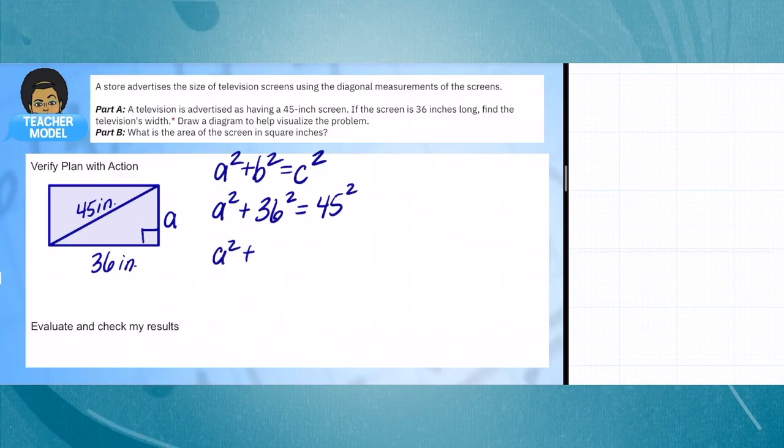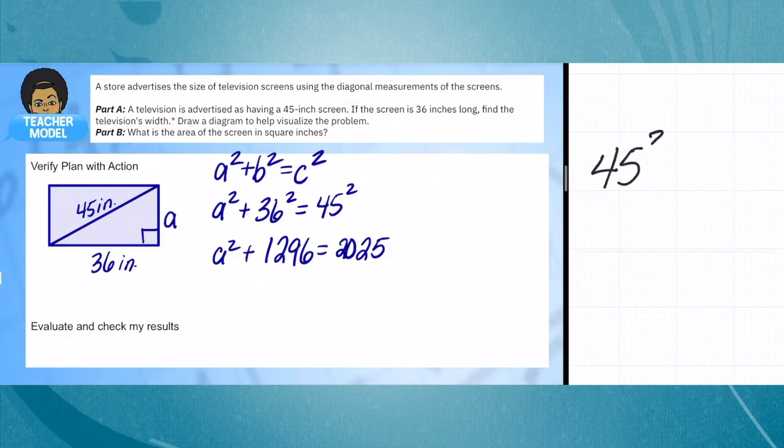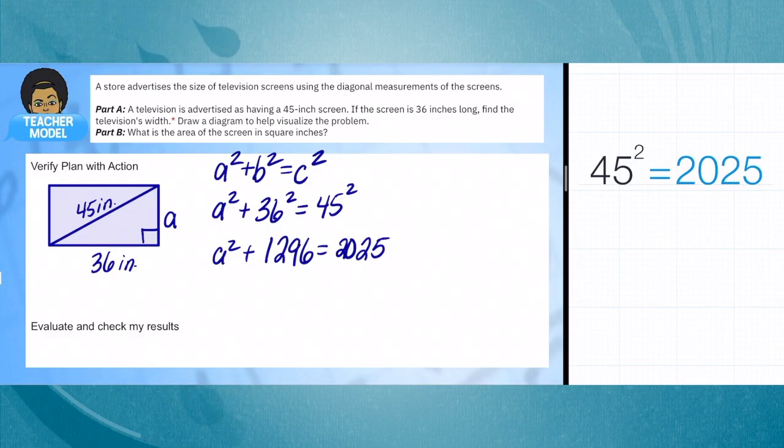I do not know 36 squared by heart, so let's do this: 1,296, just using my calculator. I do know 45 squared, because I learned a little trick as a kid. For any number with a 5 at the end, the square ends in 25, and there's always something in front. So watch this: 5 times 4 is 20. Those are the first two numbers of the square of 45. If you don't believe me, there you go, 2025. It's a pattern I always noticed with square numbers that ended with a 5.